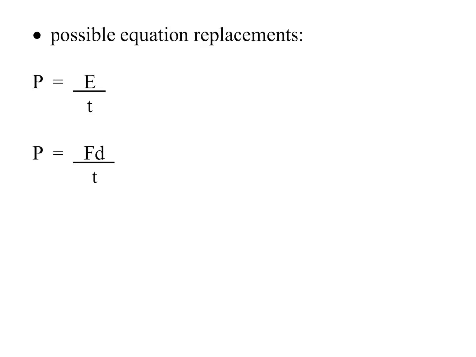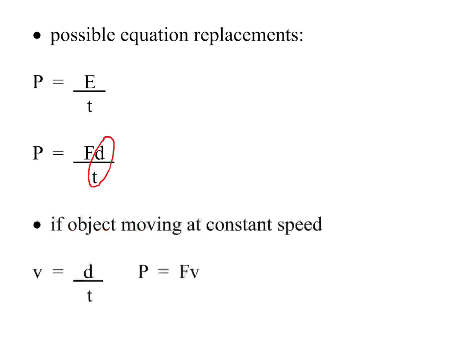Also, look, it's your favorite equation in there. It's the equation that everybody wants to use, but only we should ever use when it's moving at a constant speed. So if something is moving at a constant speed, then the power is force times velocity, because velocity is d over t, right? So there's yet another way that we can calculate power.